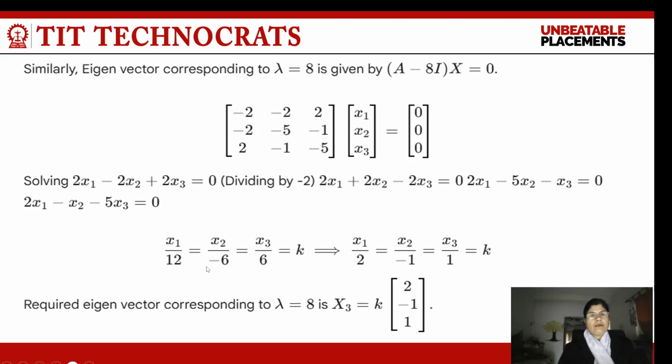So x1 upon 12 is equal to x2 upon minus 6 is equal to x3 upon 6 is equal to k, that is x1 by 2 is equal to x2 by minus 1 is equal to x3 by 1. Here, dividing by multiplying 6 in numerator, we get this is equal to k. K is an arbitrary constant, so the eigenvector corresponding to lambda is equal to 8 is x3 is equal to k into 2 minus 1 plus 1.